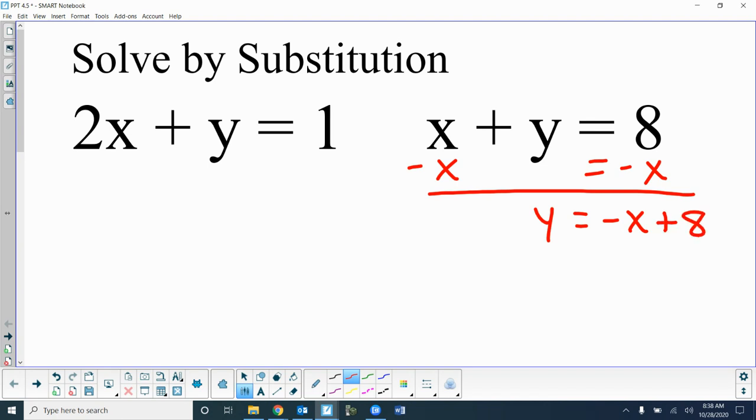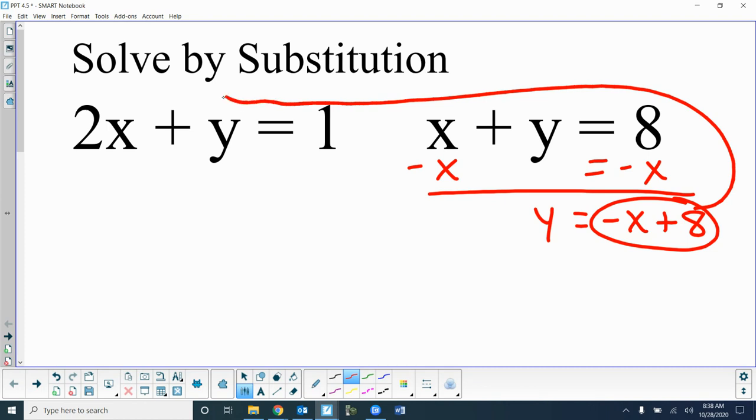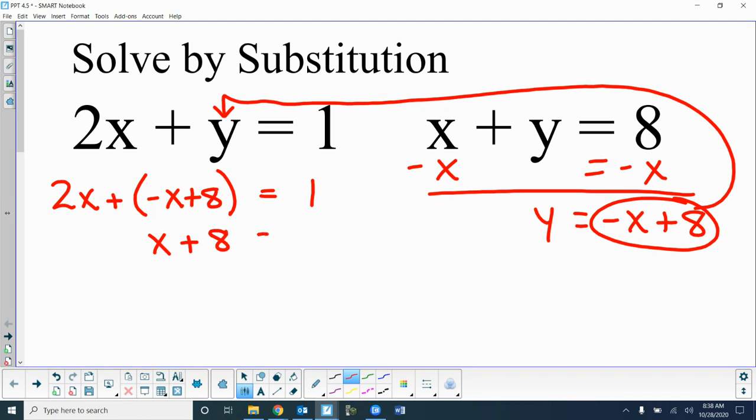Now, what do I do with that negative x plus 8? I substitute it into the other equation, right? You know what we do? So, 2x plus, and then it's negative x plus 8 instead of y. We substituted that in. So 2x minus x would just be x plus 8, right? Subtract 8. So x is negative 7. That's what you said, right, Cole?